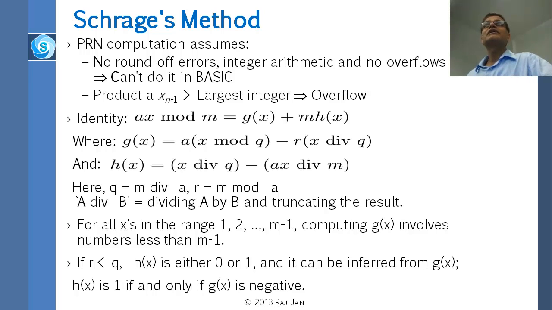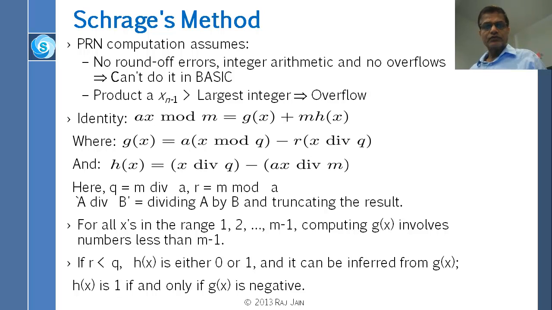Everybody understands what div is? When you divide x by q, the division result is the quotient, and that is x div q. What you get at the bottom is the remainder, and that is called x mod q. So if you have the mod part and the division part, then this thing applies. Similarly for h, x div q minus ax div m applies. And so what you do is, you calculate q equal to m div a and r equal to m mod a, and then basically you can calculate.